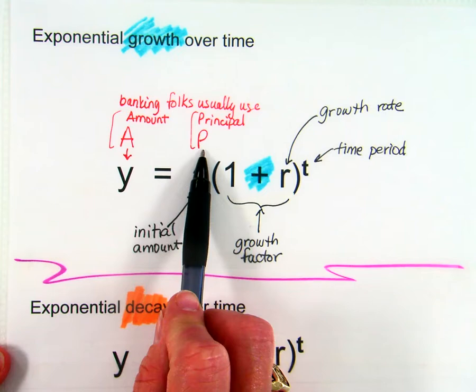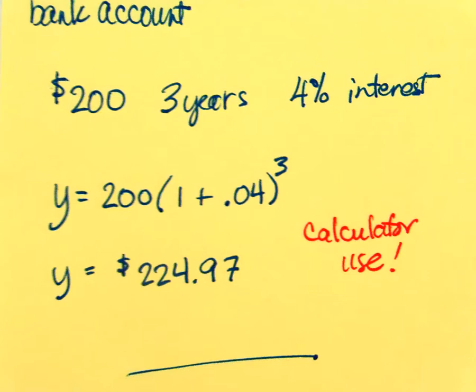Okay, here's an example. Let's look at how the formula works. In a bank account, say you deposit $200, you're going to leave it there for 3 years, and you're going to be paid 4% interest. How would that work? Here's our formula: y equals initial amount times the growth factor, raised to the time. 200 is the initial amount, 1 plus the interest rate written as a decimal.